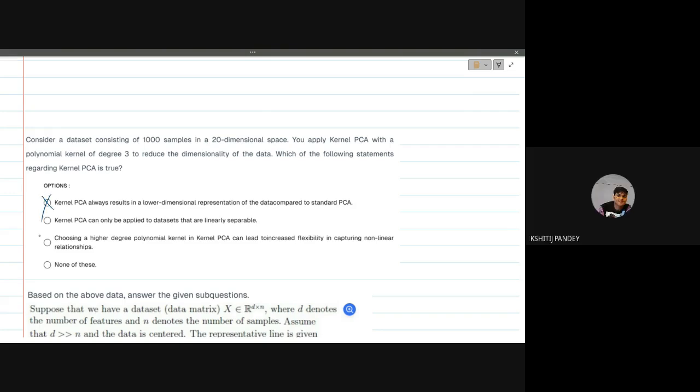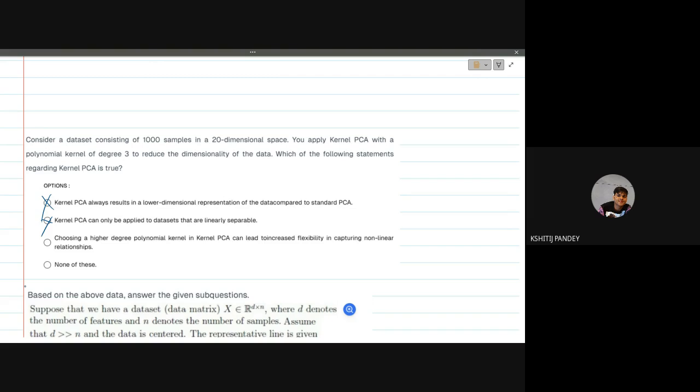The second option is that kernel PCA can only be applied to data sets that are linearly separable. No, this is not true, right? The reason why we apply kernel PCA is to capture non-linear relationships. So the second statement is also false. Let's talk about the third one.